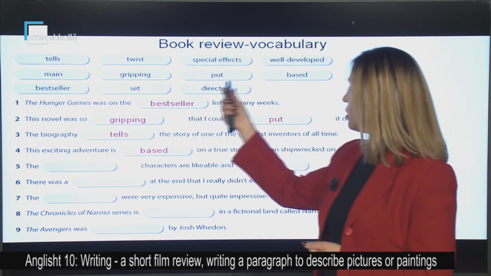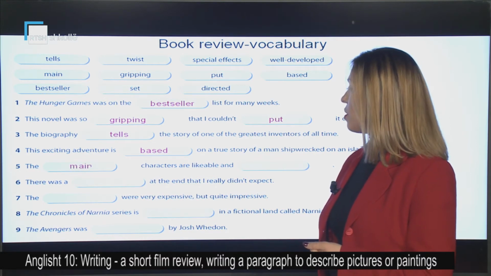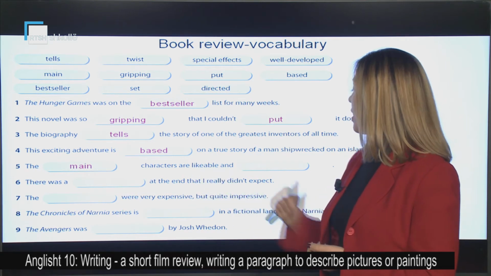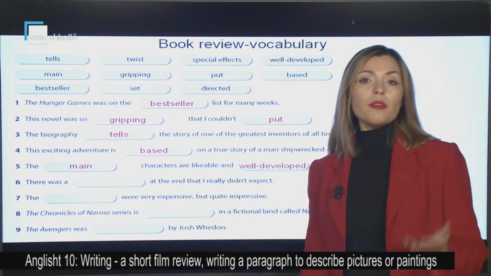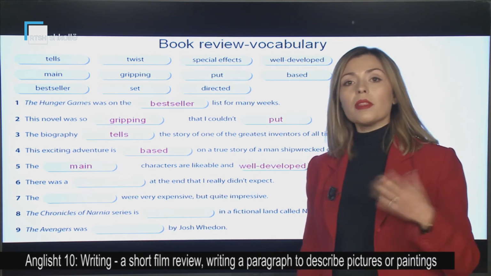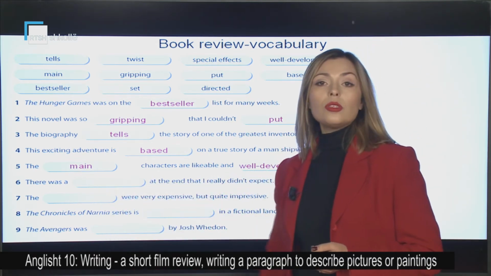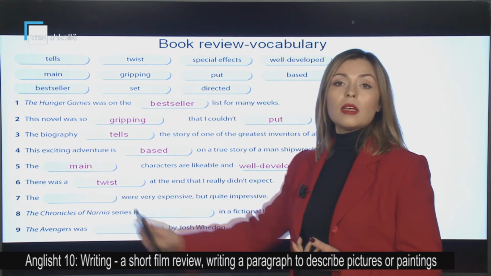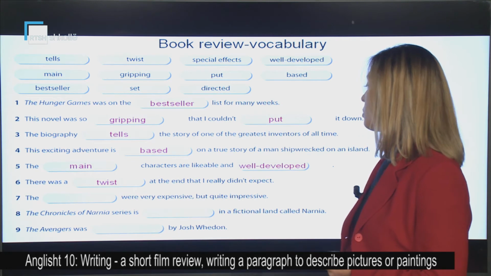Look at the words: the characters. How are the characters? The main characters are likable and they are also well developed. So they don't have just one characteristic, but different ones. There was a change in the end. So there was a twist at the end of the story that I really didn't expect.